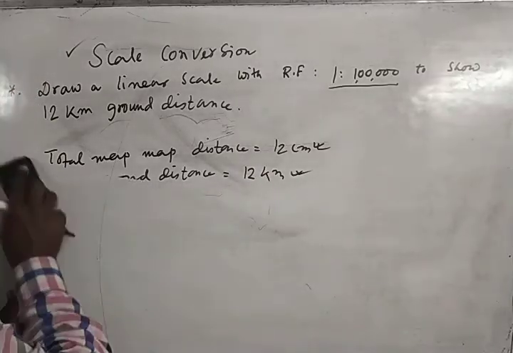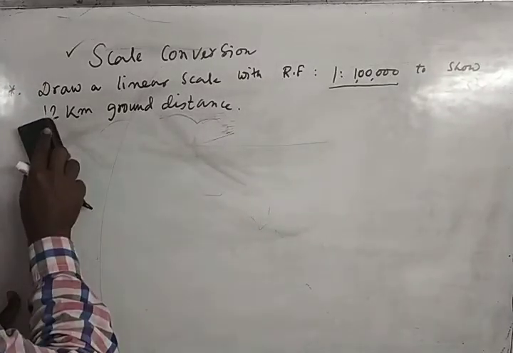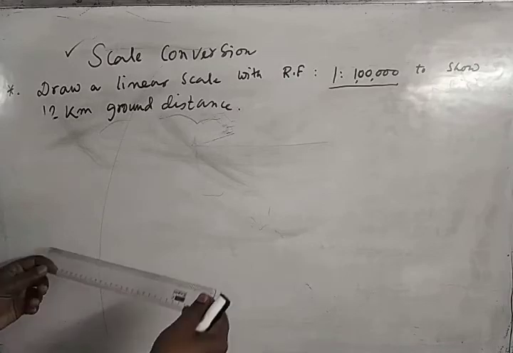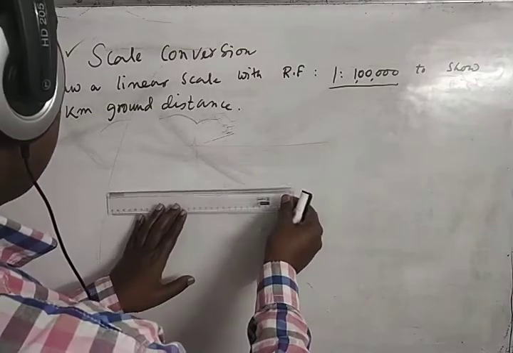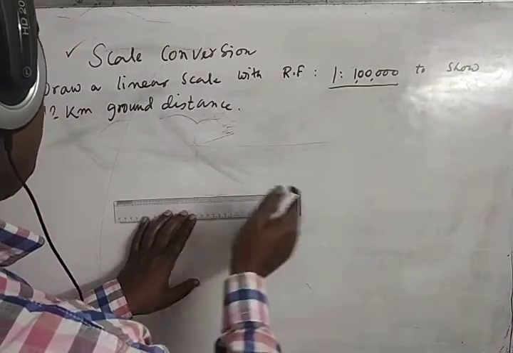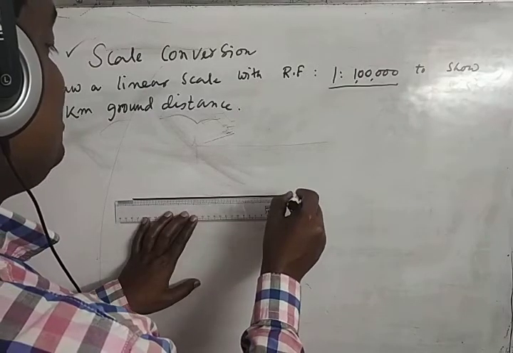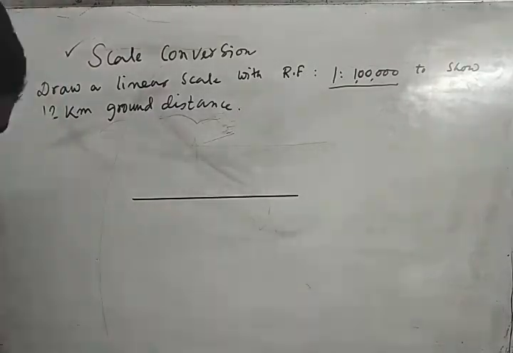Now we have to draw the scale. So what should be done? This is the scale. I am taking the reading arbitrarily, but you should take it properly by measuring. This is 12 centimeter. Okay? Because 12 centimeter is the total distance.